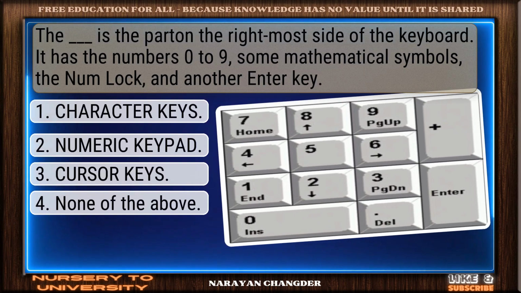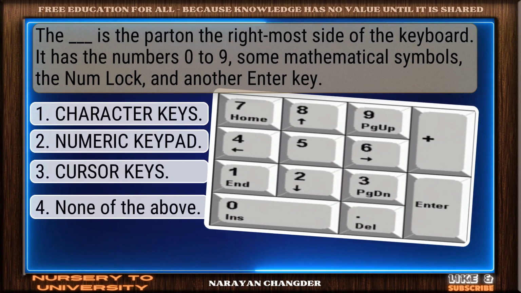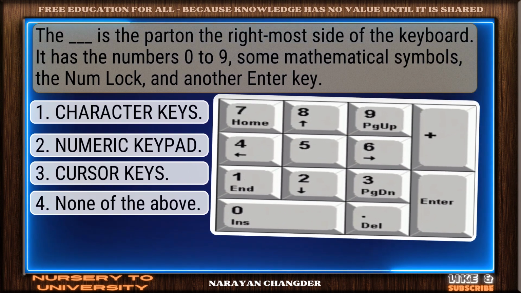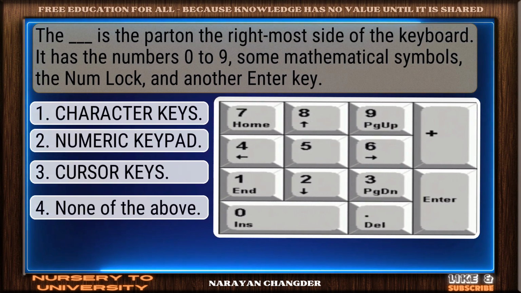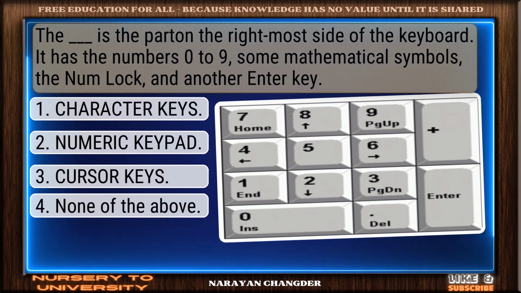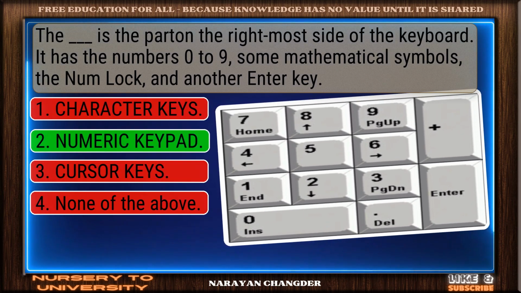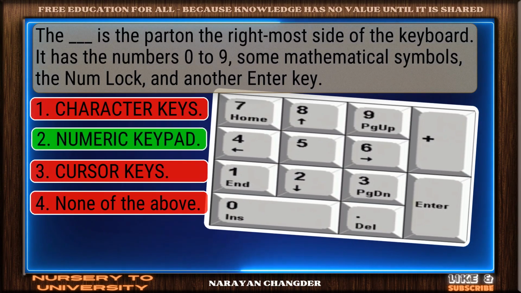The dash is the part in the rightmost side of the keyboard. It has the numbers 0 to 9, some mathematical symbols, the num lock, and another enter key. You got it. Your choice numeric keypad is right.